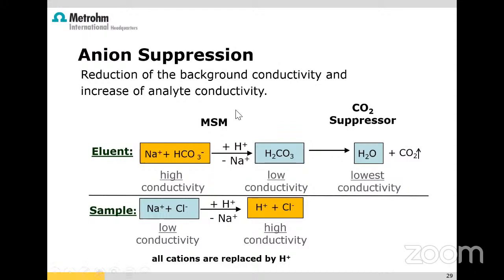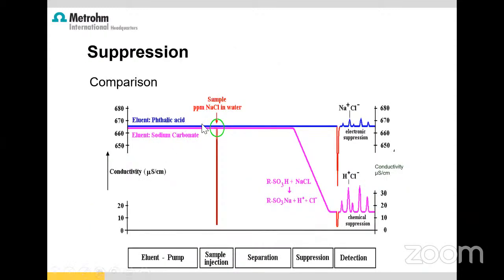So this is the reason the suppressor really helps in the determination of anions down to parts per billion levels. The job of the suppressor is to reduce the mobile phase conductivity, as you see here, and increase the analyte conductivity, or the analyte sensitivity. So schematically, I will show. This is the sodium carbonate eluent, with values of around 660 microsiemens. When I use the suppressor, it straight away comes down and the background conductivity is somewhere between 10 and 20 microsiemens.